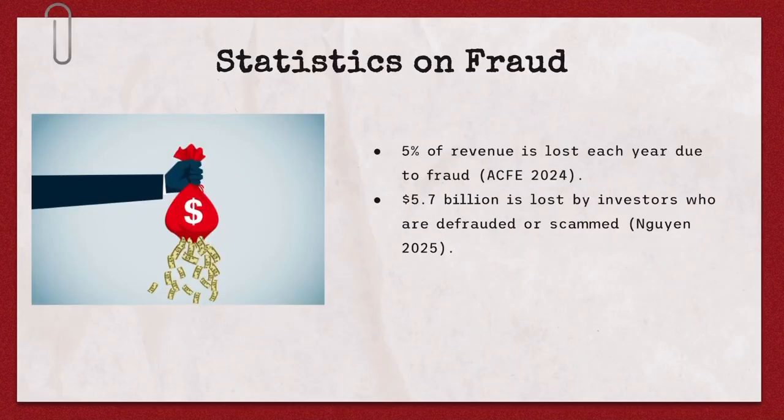Statistically speaking, white-collar crime is on the rise. In 2024, a 5% loss in revenue was the median percentage for companies. Not only do companies lose during a fraud, but also investors who put their money into that company. The Federal Trade Commission reported that $5.7 billion was lost solely through investors that were scammed or defrauded. This number is not including all other frauds or forms of white-collar crime.